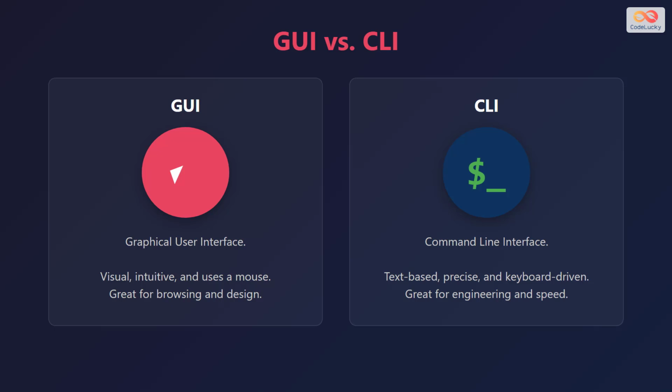Let's start with the basics. A GUI, or graphical user interface, is what you use every day on your phone or computer. You point, you click, you drag. It is visual and easy to learn. A CLI, or command line interface, is text-based. You type a command, press enter, and the computer obeys. While the GUI is great for browsing, the CLI is built for pure utility.